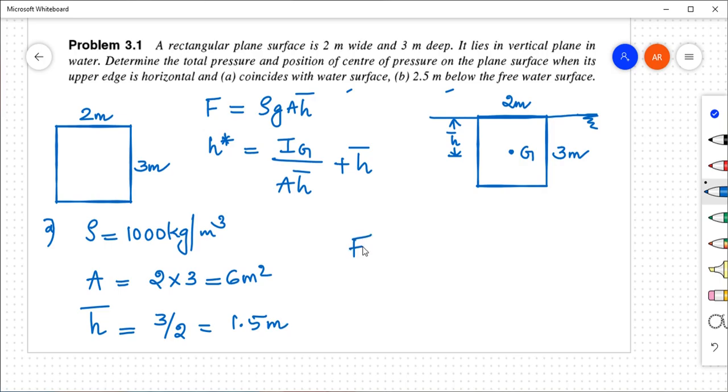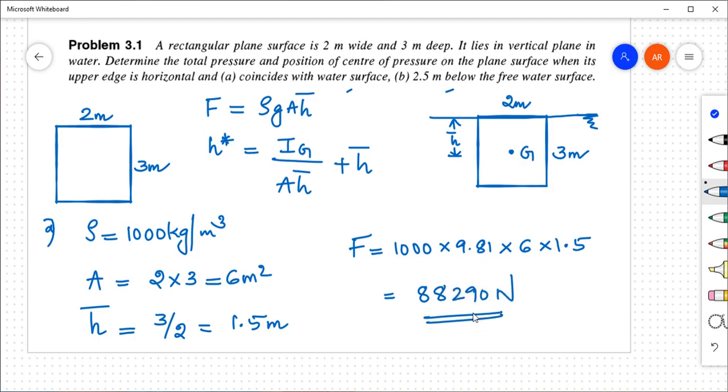Now we will substitute in our equation. F is equal to 1000 into 9.81 into 6 into 1.5, and we will get it as 88290 Newton. Total pressure is the force acting on the rectangular plane surface. So the unit will be Newton.